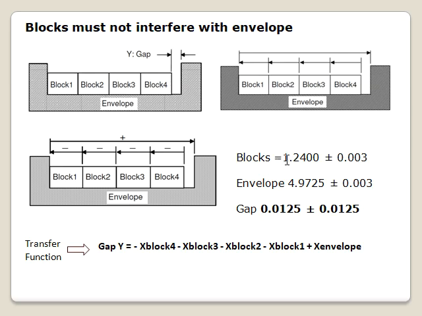So if we make some rough dimensions, the blocks will be 1.24 plus or minus 0.03, and the envelope will be like this one. So the gap will be 0.125 plus or minus 0.125. How will we get that? By block 4 minus block 3 minus block 2 minus, and adding this x envelope. By calculating over here, we'll get this gap value.